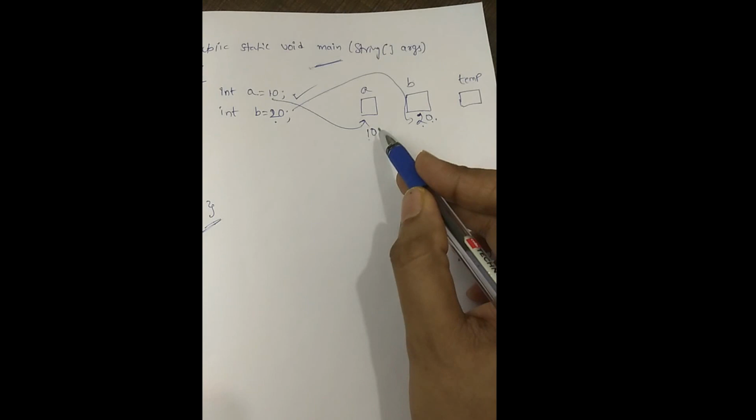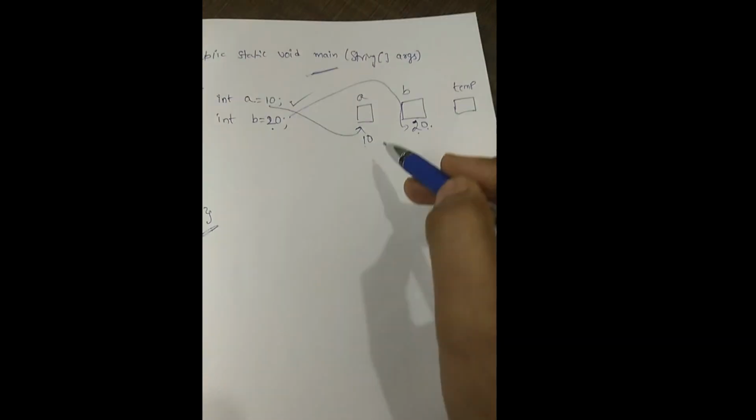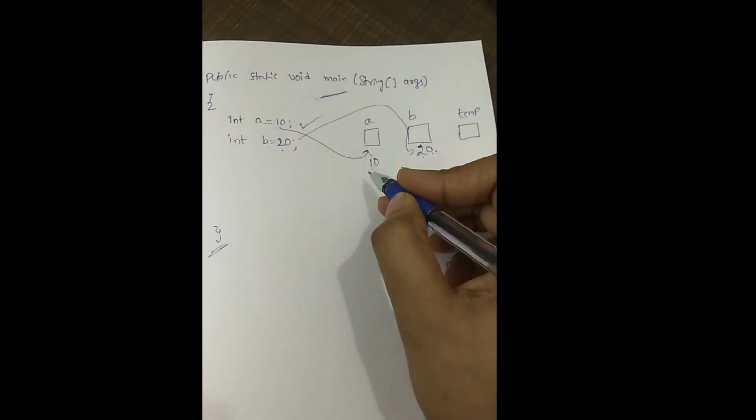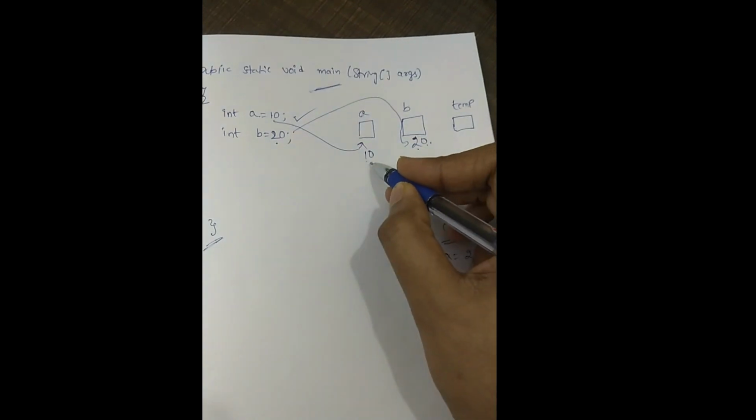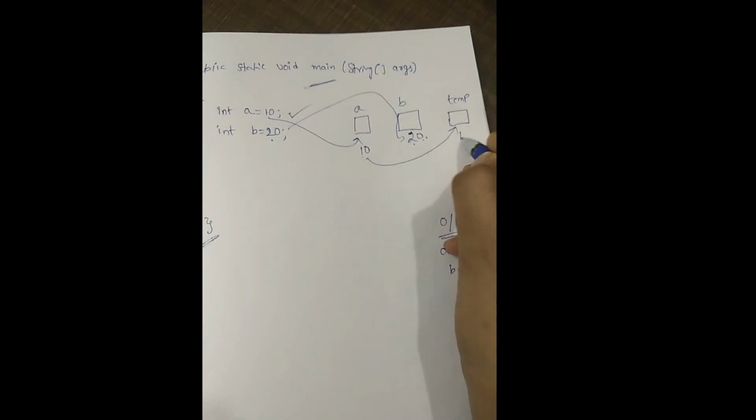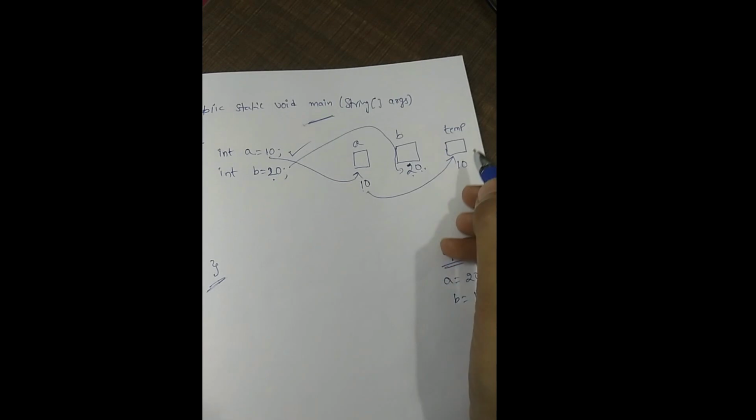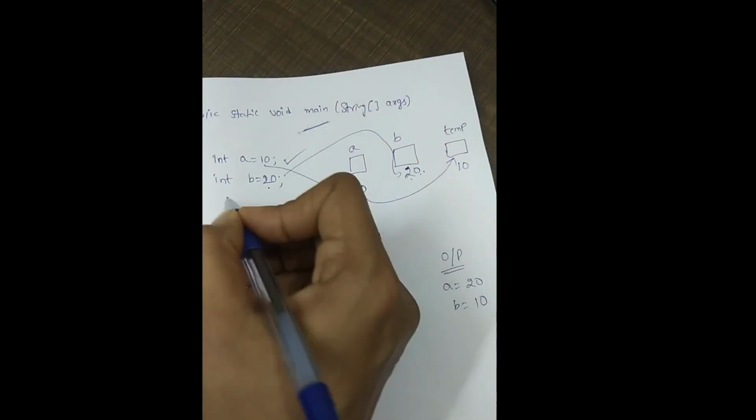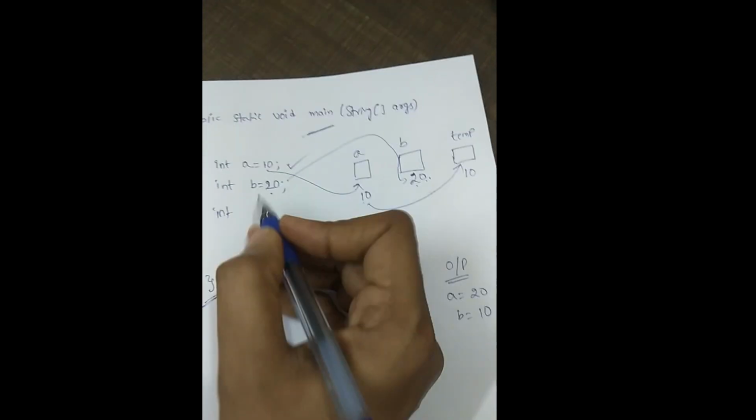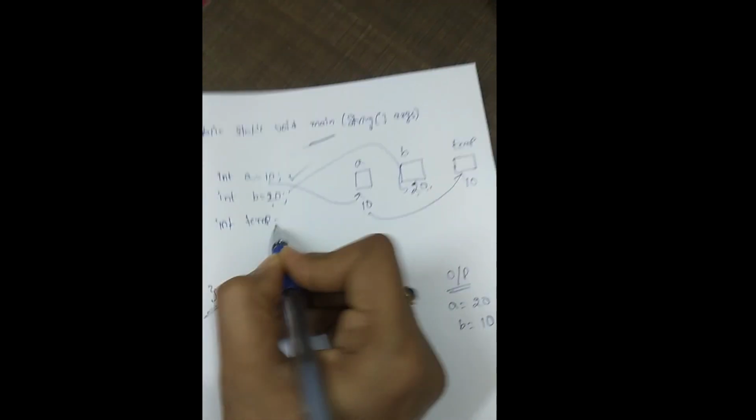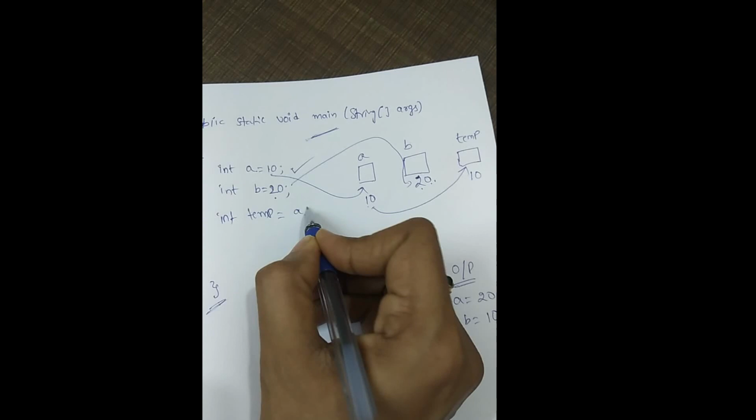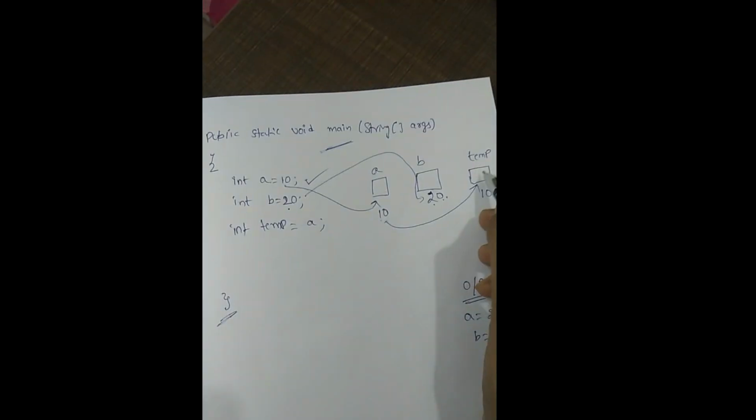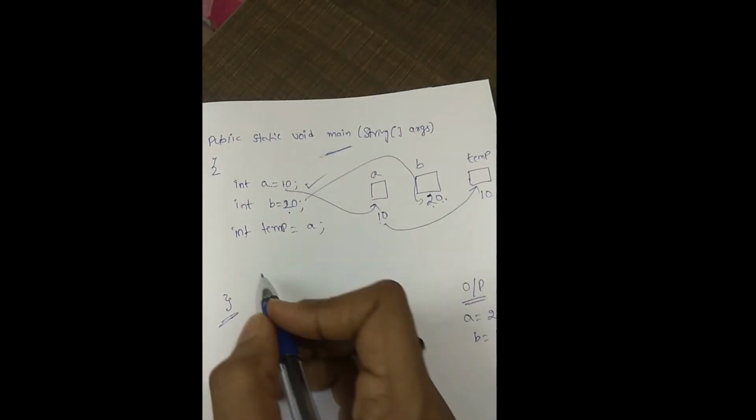So what is our first step? First keep a backup with the a value. So the a value can be assigned to temp. Then temp will be 10. Just declare int temp is equal to a. Then the temp value will be 10.